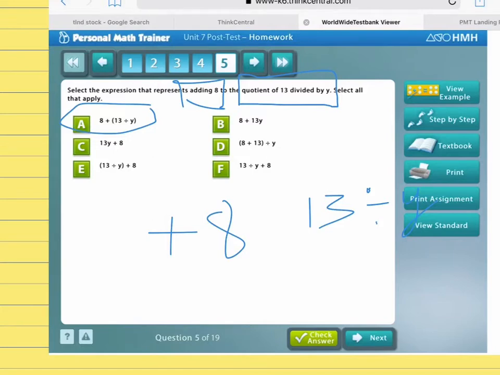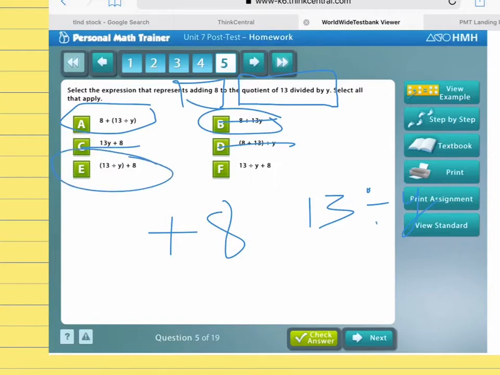B is not correct because that's multiplication, that's not quotient. C is multiplication, not quotient. D is 8, the sum of 13 and 8 divided by y, so that doesn't match. E is 13 divided by y, so that is the quotient, and add 8. So E also works here.